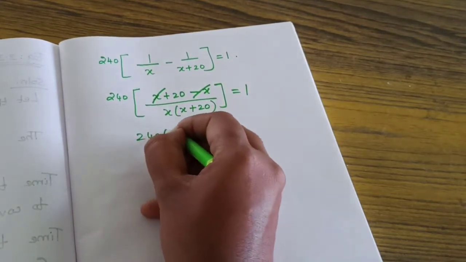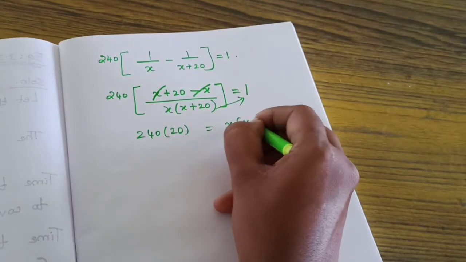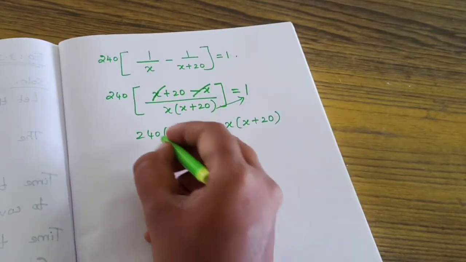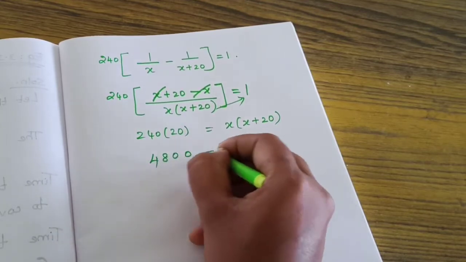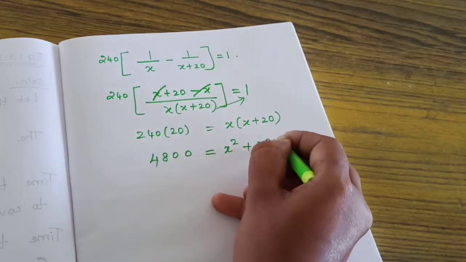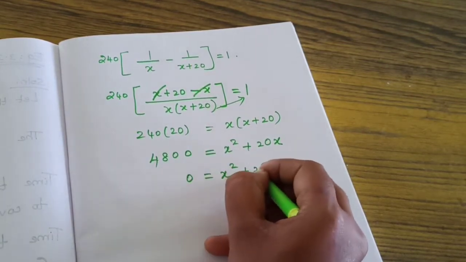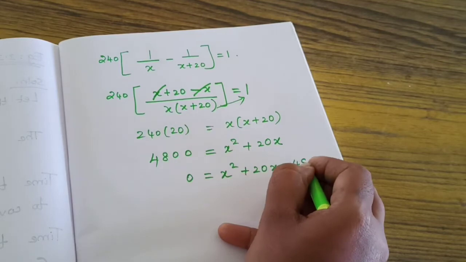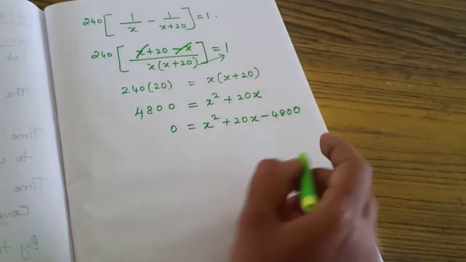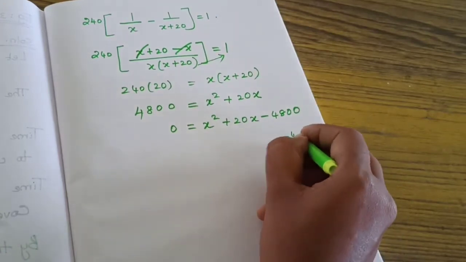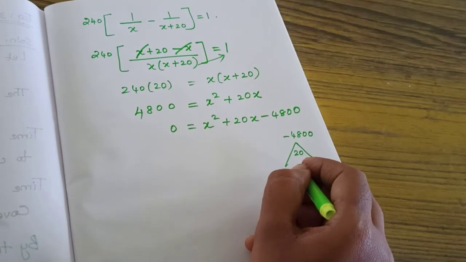Then 240 into 20, which is equal to, we need to cross multiply this, so x into x plus 20. Then here 2 zeros will come, 4 2s are 8, 2 2s are 4, which is equal to x square plus 20x. Collect all the terms on one side. So 0 equal to x square plus 20x minus 4800. Now you need to factorize this. What are the factors? You can use the formula method also. Whichever method you prefer, that is easy, you can choose.